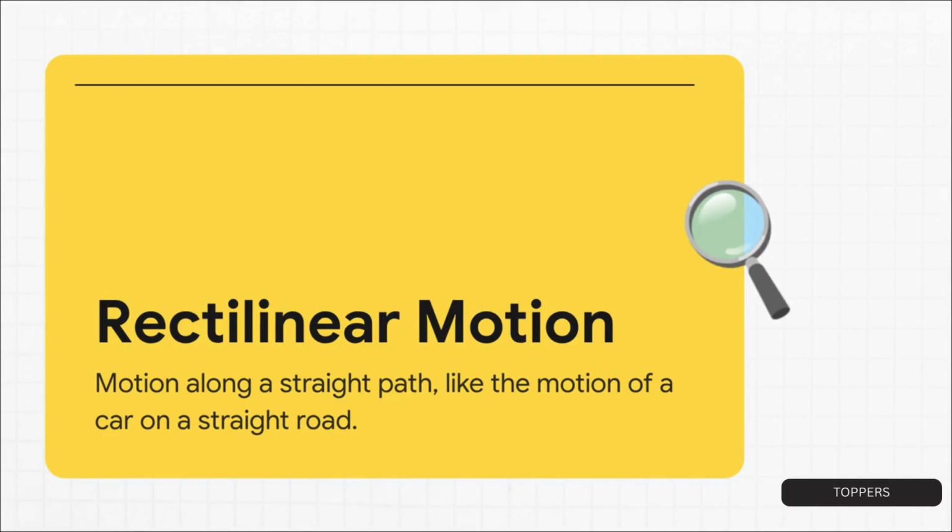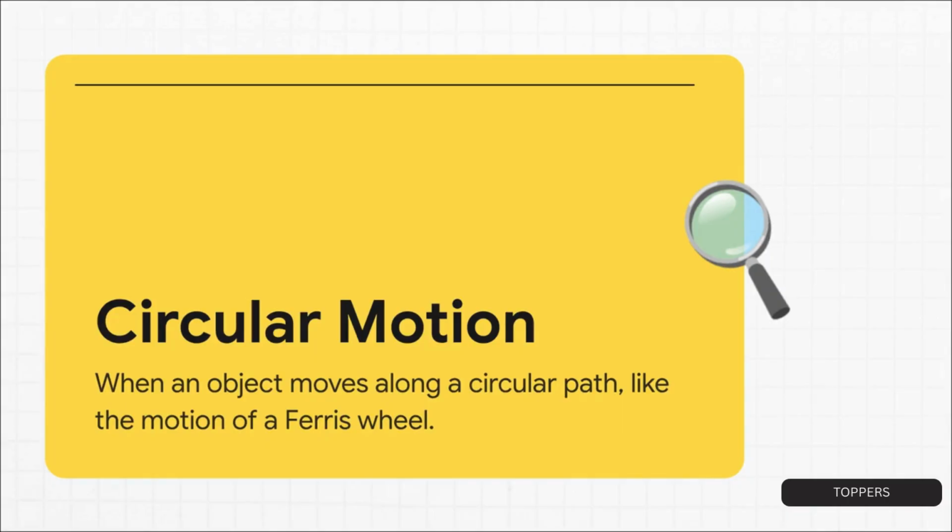Simple as that. And then, of course, we have circular motion. This is the path of a planet going around its star, a car on a roundabout, or even just the tip of a clock's hand. The whole time, the object is constantly changing its direction to stay on that circular path.